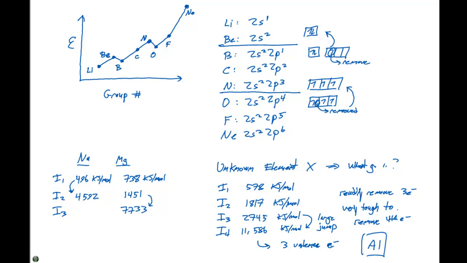So using ionization energy, we can look at the trends, and remember, when we're analyzing ionization energy, it's the energy to remove one electron from whatever species we're trying to investigate. And we can then use experimental data to try to predict what group a particular element is in the periodic table.